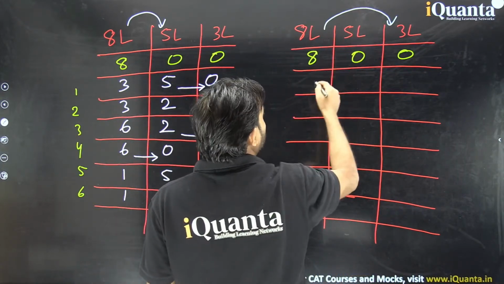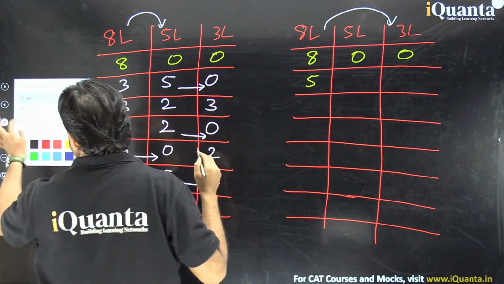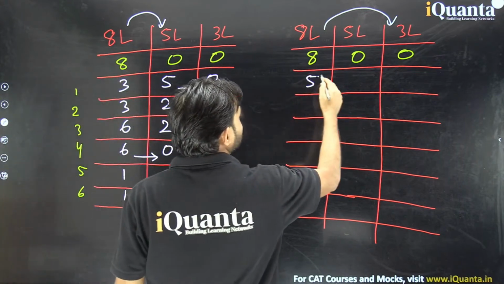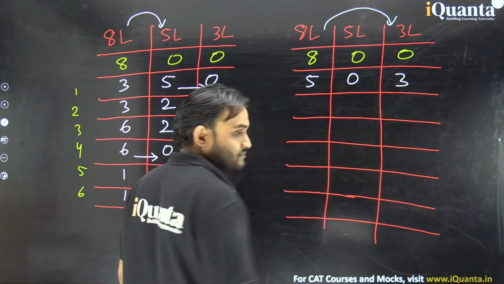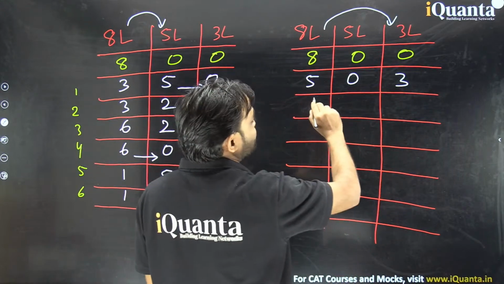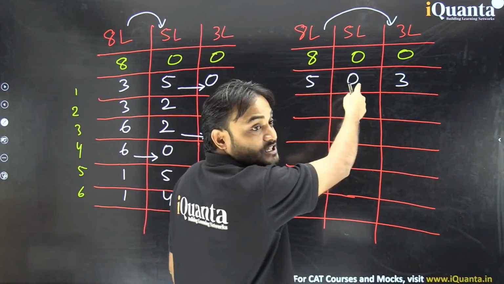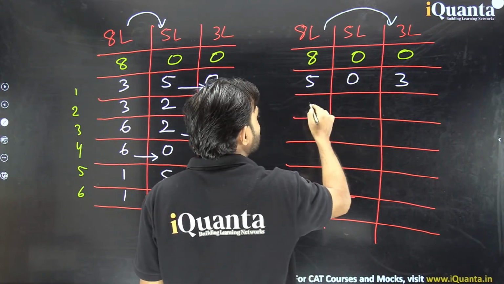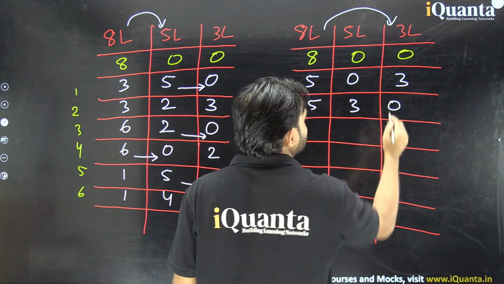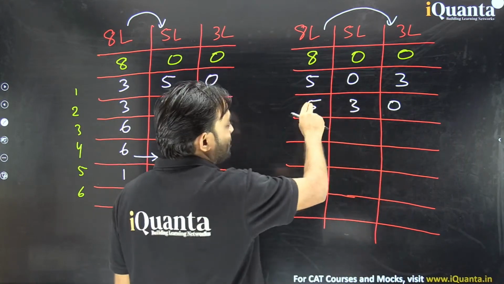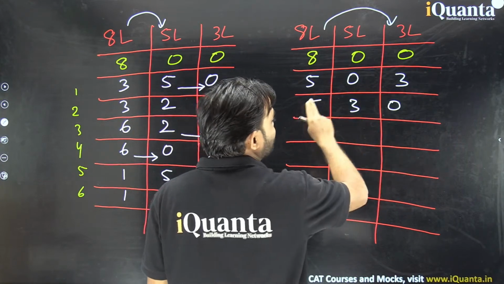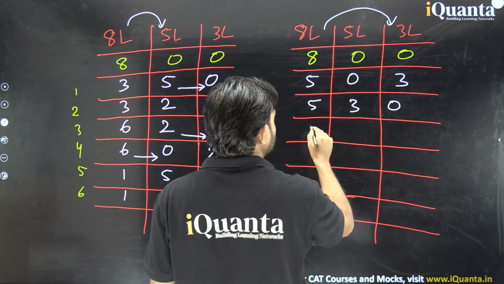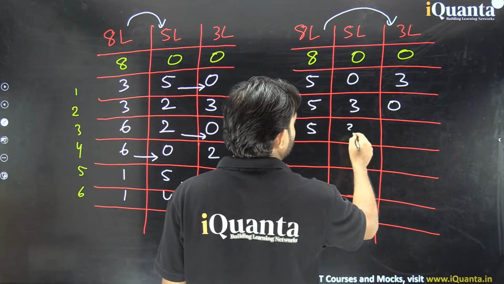So I will try to fill the 5: 3, 5, 0. Now once again, next step should be from the 5. I cannot put this 5 here, I cannot put this 3 here. So the only possibility is I put this 3 here. So 5, 3, 0. Now this 3 cannot go into this, old step. This 5 can go into this, right? We can put this 5 into this.